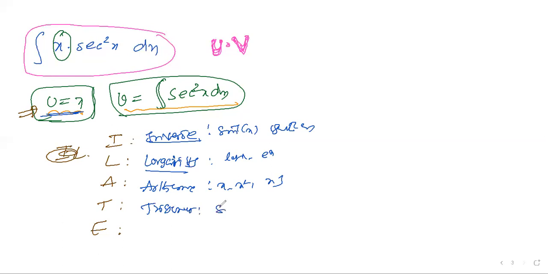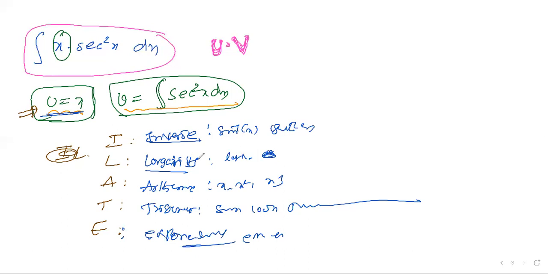Trigonometric means general trigonometric: sin x, cos x, not inverse, tan x, all six. Next, exponential. Sorry to say, exponential: e power x or e power 2x. This is the sequence order you need to follow while selecting the value of u. Am I clear? Yes, sir.